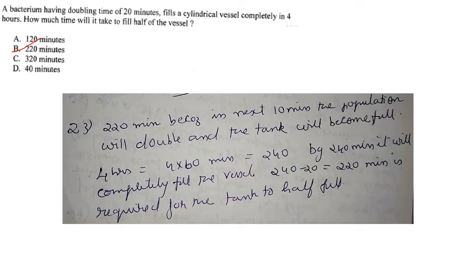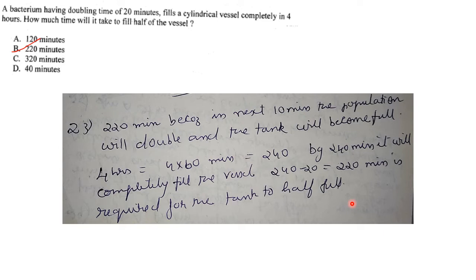So coming to the next question, a bacterium having a doubling time of 20 minutes fills a cylindrical vessel completely in 4 hours. How much time will it take to fill half of the vessel? So I have written the answer, but it is not written in order, but I will explain it in order. I am sorry for the mistake. So 4 hours is 4 into 60 minutes, that is 240 minutes. Now in 240 minutes, it will completely fill the vessel. So just previous to 240 minutes, that 20 minutes will be remaining there. In that 20 minutes, the population will double and fill the tank. So that will be 240 minus 20, that is 220 minutes is required for the tank to be half full.